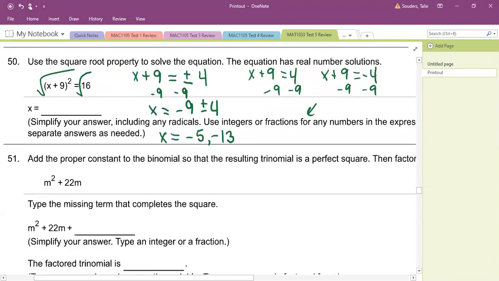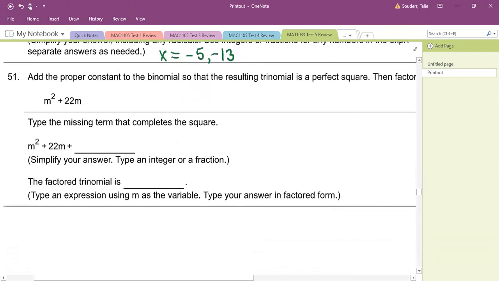Okay, any questions on the square root property before we dive into complete the square? No. So with complete the square, you're trying to create a perfect square trinomial, which might feel like a random process now, but you will see that it helps you to solve equations.